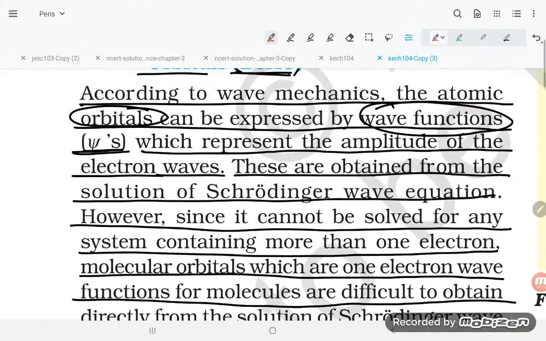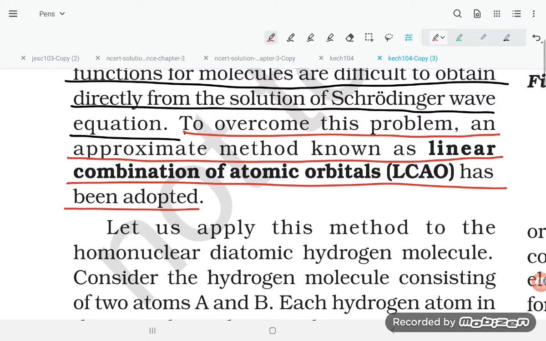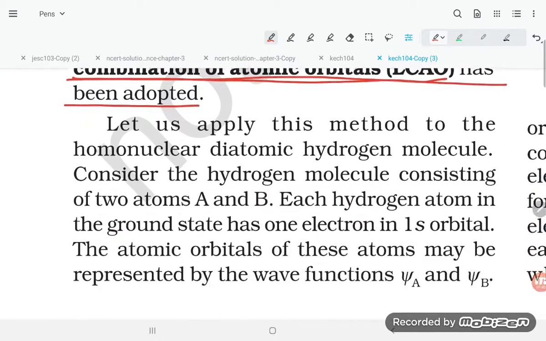So the point, students, is that if you are talking about the molecular orbital, there will be more than one electron. For that type of system, we are following the linear combination of atomic orbital.